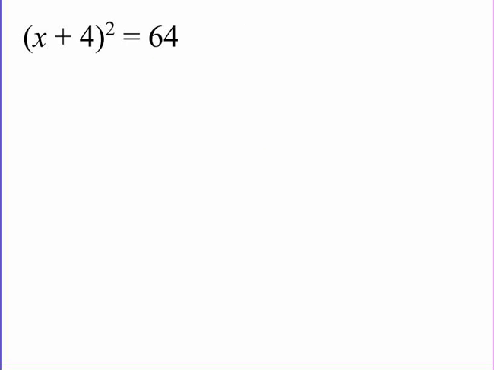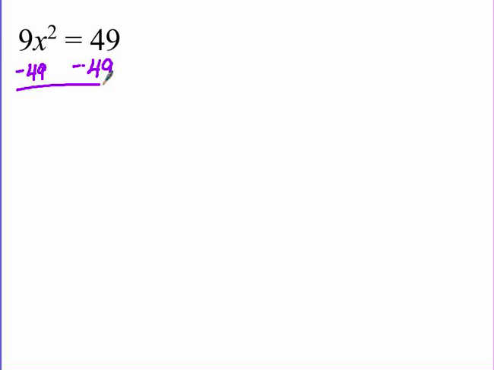Okay, let's look at another one. Let's look at this one. 9x squared equals 49. And this looks real familiar with one of the ones you had on your worksheet yesterday that we looked at in class. Does anybody remember what we did with that one? Yep. Subtract 49. Perfect. We subtract 49 from both sides. So I end up getting 9x squared minus 49 equals 0.